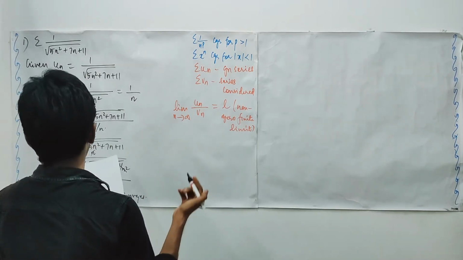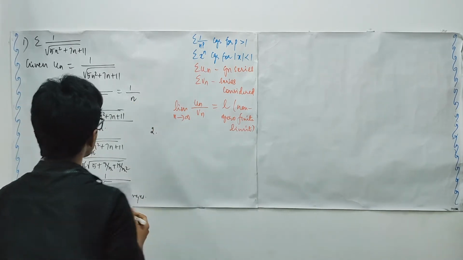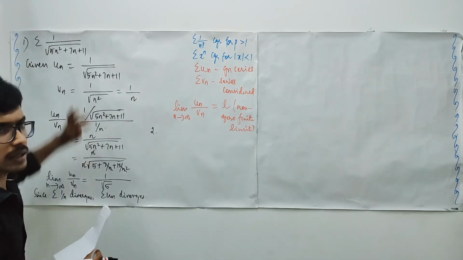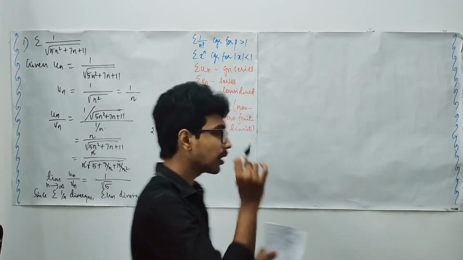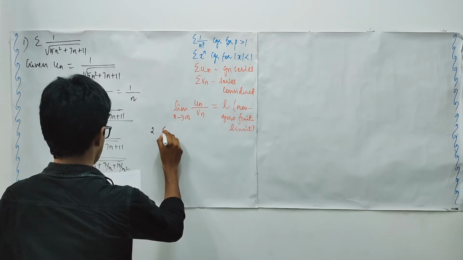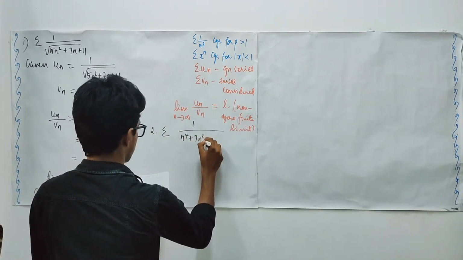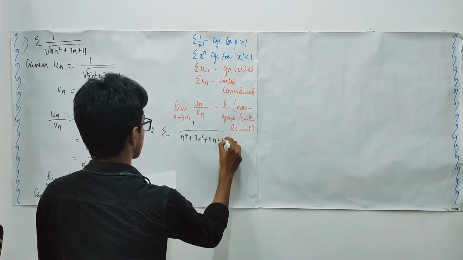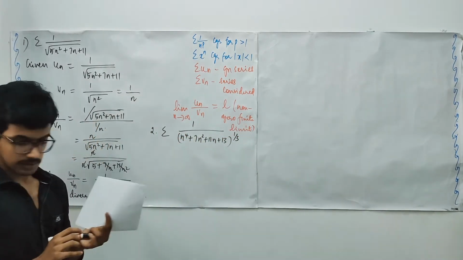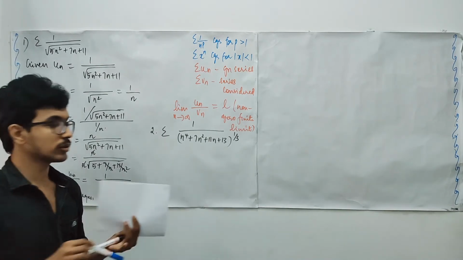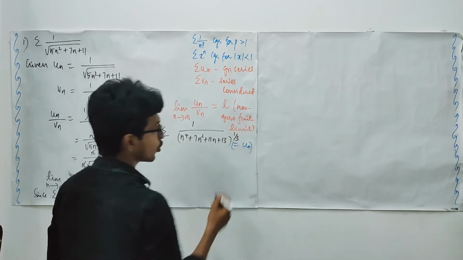Okay, now let us go to the second problem. Right, let me not work it out completely. For the upcoming problems, let me give you the shortcuts. Right, so it is summation 1 upon n power 4 plus 7n square plus 11n plus 13 to the power 1 upon 3. So this is what you are going to choose as un. So this quantity is your un.